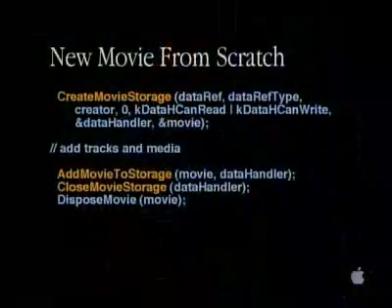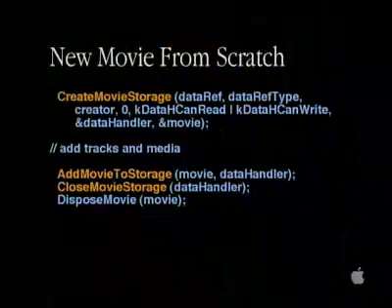New movie from scratch. We can create a new movie with CreateMovieStorage using our old friend, the data reference and data ref type. This returns an empty movie catalog. Then we can add tracks and media. Then we add the movie catalog into the storage. Then, when we're finished, we use CloseMovieStorage to close.